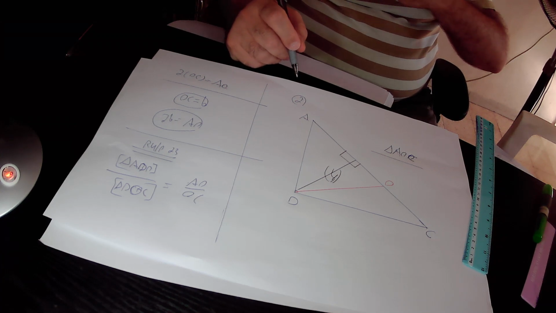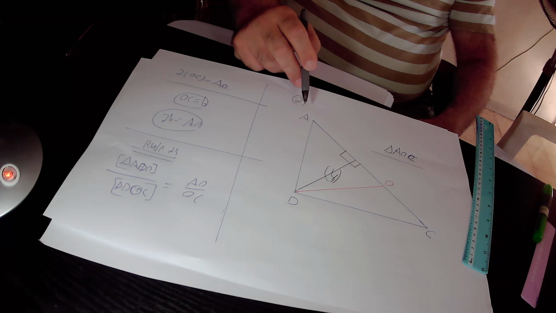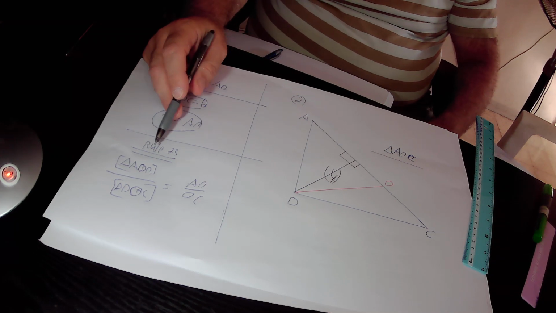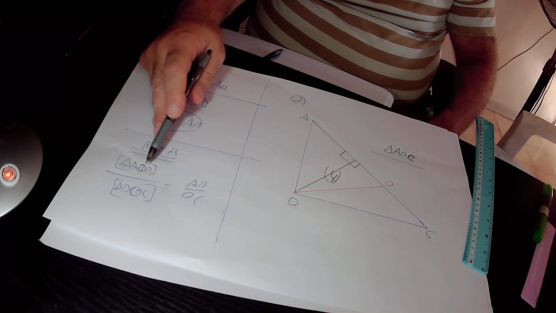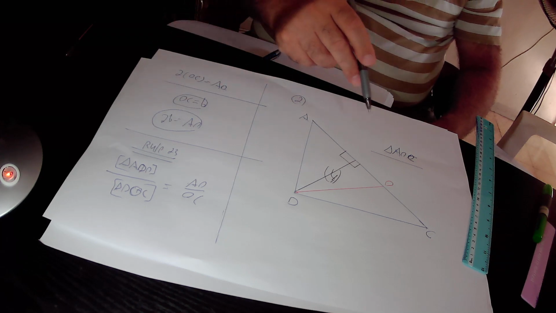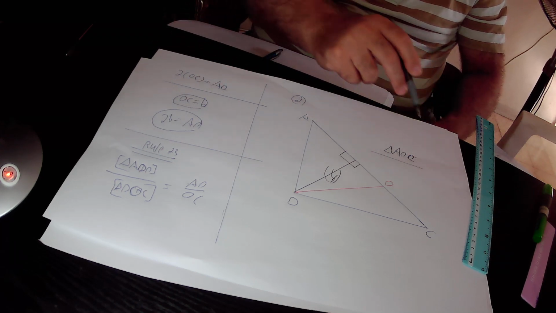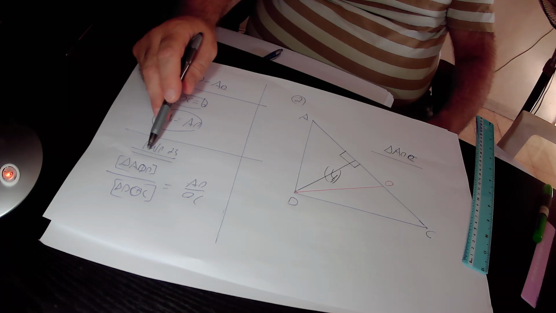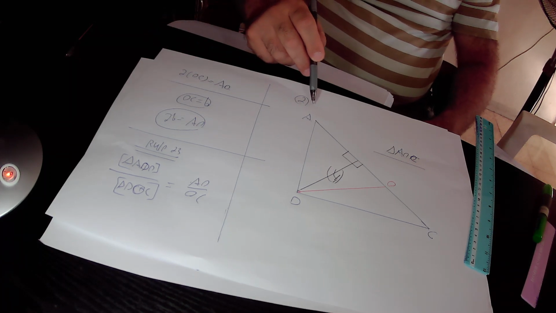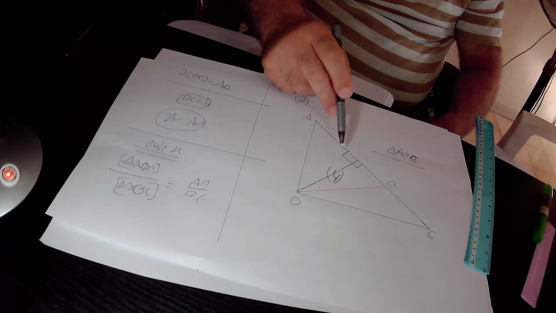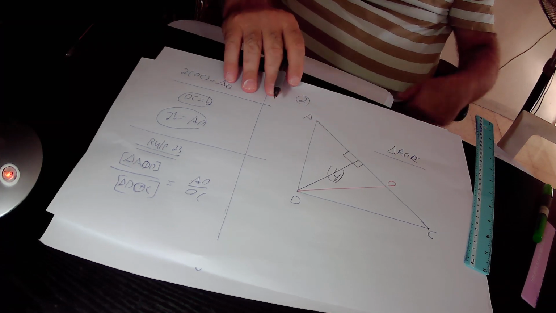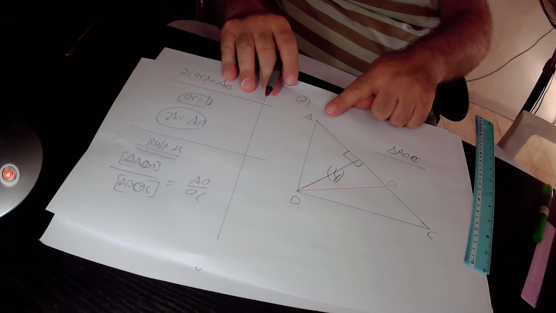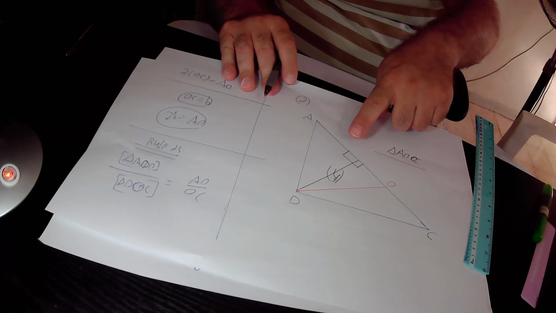So, according to Rule 23, the area of triangle ADO over the area of triangle DOC equals AO over OC. So, what is the area of triangle AOD? It is equal to the base AO times the height h over 2. The area of this triangle AOD is equal to the base AO times the height h over 2.